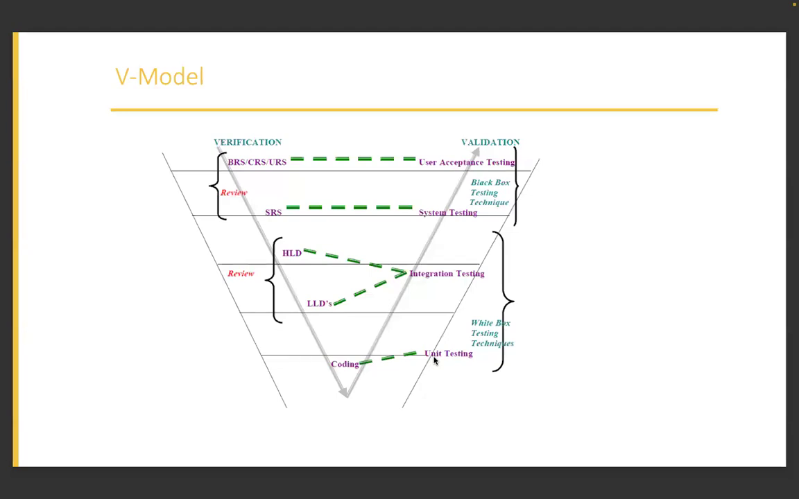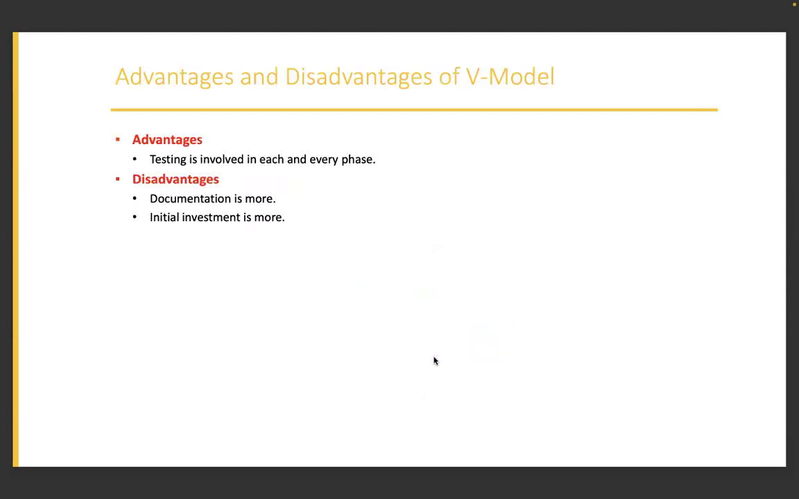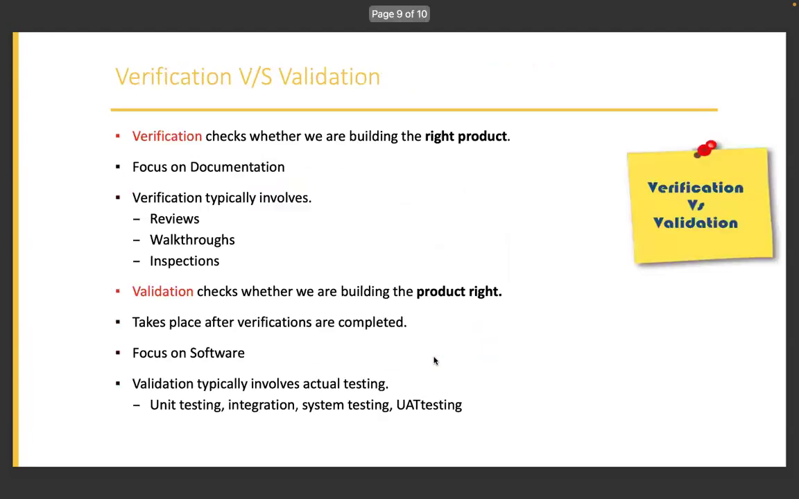V model stands for verification and validation model. And here is the advantage. Testing is involved in each and every phase. And the disadvantage is that QA are involved from the start of the project. That's the reason we are creating this documentation. So the initial investment is comparatively more in the case of the V model, guys.